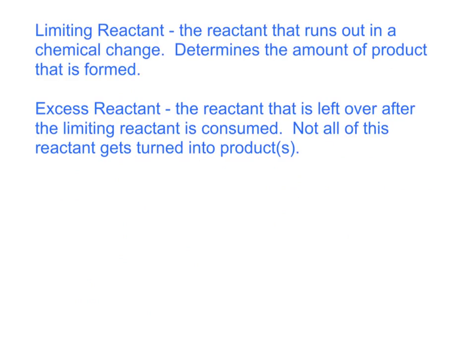All right, so here we have a limiting reactant and excess reactant defined. The limiting reactant is the reactant that runs out in a chemical change. It determines the amount of product that is formed, because once you run out of one chemical, you're done. Just like in the example we ran out of tires. That's it. You can't construct any more completed bicycles.